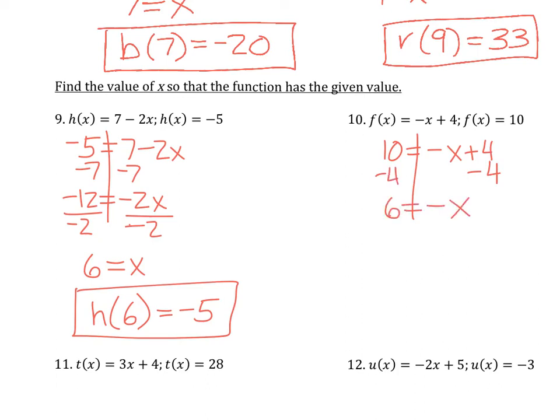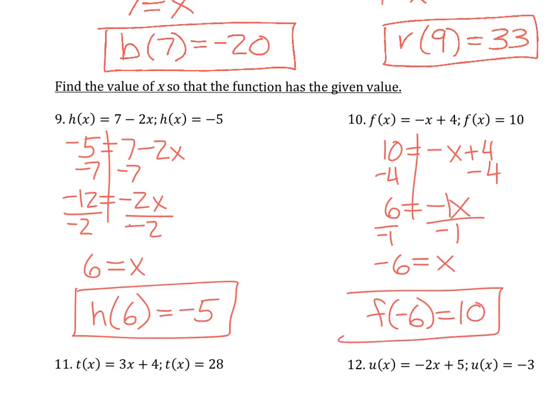Remember, negative x is not quite x by itself. It's like negative 1 times x, so I divide by negative 1. And I have negative 6 equals x. So that's my input. So f was my function. The input I just figured out should be negative 6. The original output they gave me was 10.